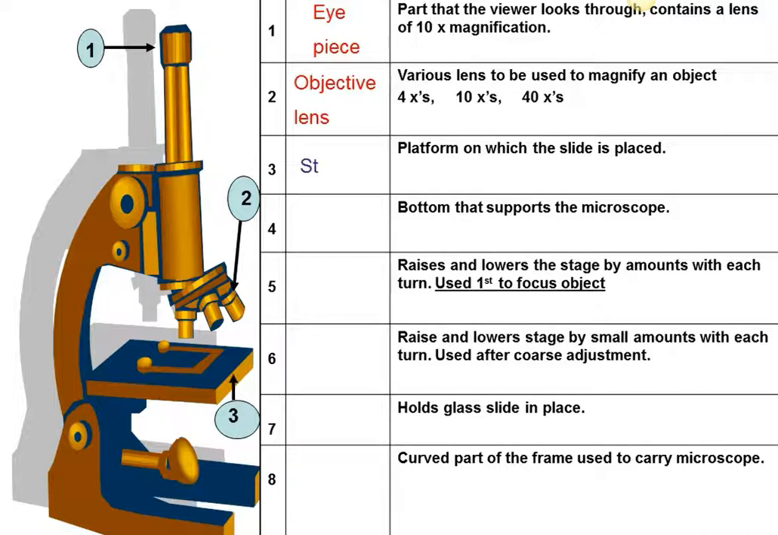The actual platform that the slide is placed on is called the stage, and that is part 3. The bottom that supports the actual microscope is part 4, and that is called the base.